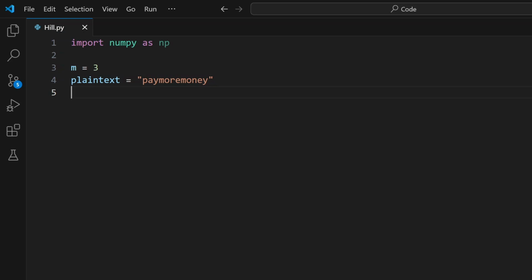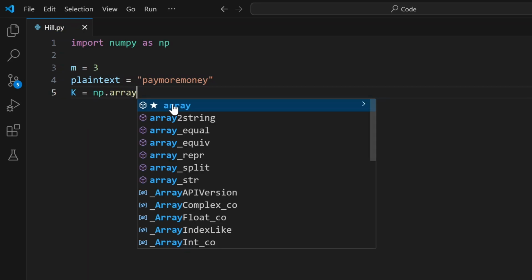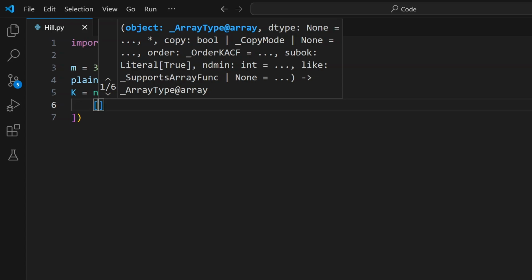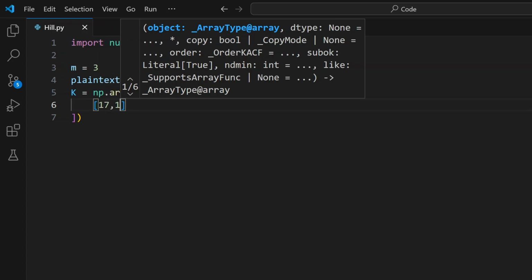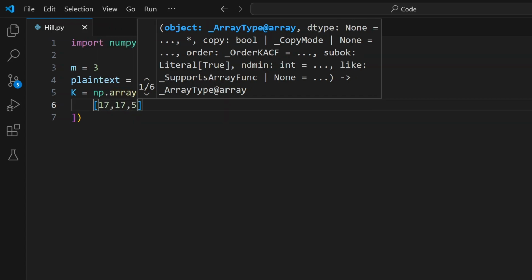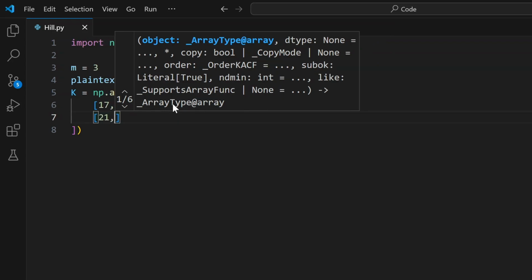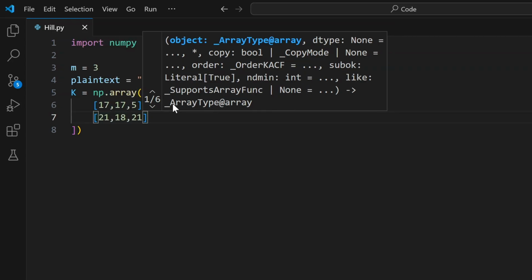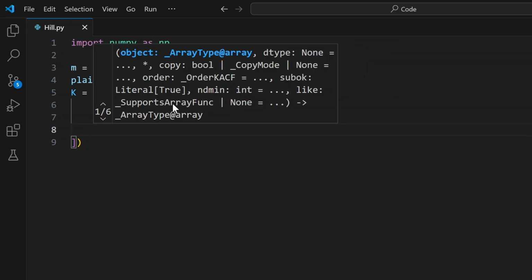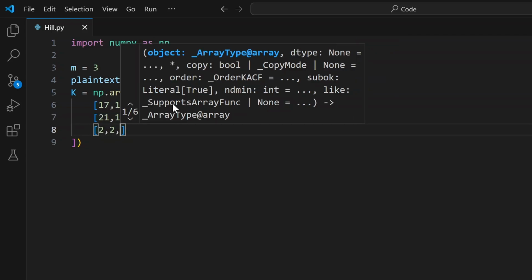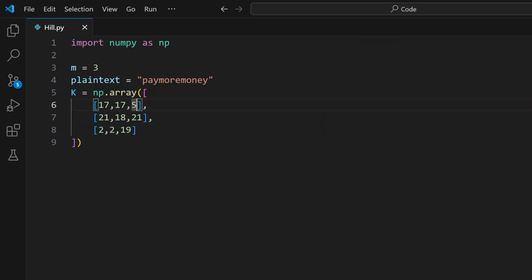And the plain text which we used there as well was "pay more money." Then we also had a key which was predefined. So let's just quickly define that here as well. The key was 17, 17, 5 on the first row, then 21, 18, 21, then 2, 2, and 19. If you want to add some space, feel free to do so. Something like that.